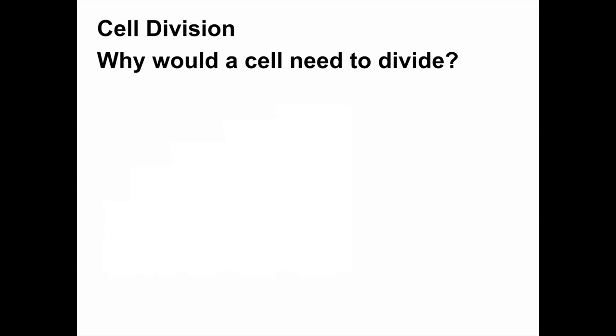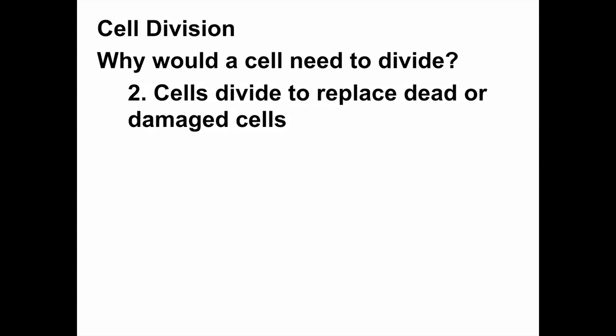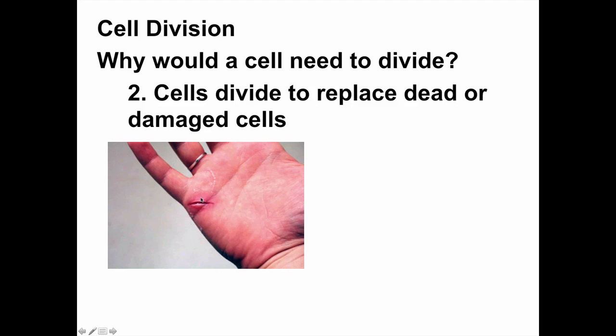The second major reason why cells need to divide is to replace dead or damaged cells. So we get injured, and when we get injured, we need to replace those cells that have been destroyed. And then there's natural death of cells, and cells need to be replaced. So as cells naturally die in our body, if cells just kept dying and they never got replaced, we would basically be disintegrating. So all cells that are dead or dying will eventually be replaced in order to keep the organism alive and healthy.